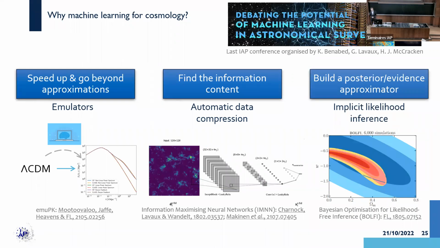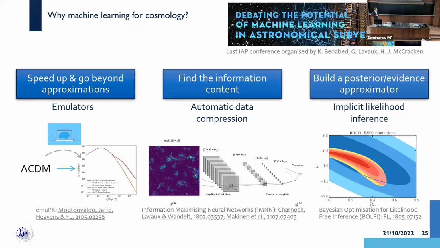And finally, one last idea in which machine learning is involved is to build a posterior approximator, if you're interested in parameter inference, or build an evidence approximator, if you're interested in model comparison. And this is typically very much involved in the field of implicit likelihood inference or likelihood-free inference, where essentially we want to deal with these complex inference tasks in a cheaper way.